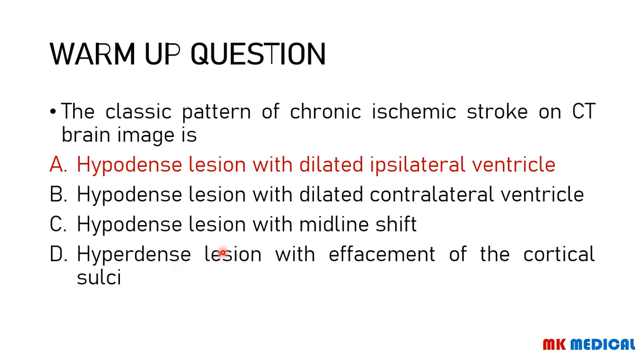Remember that in a chronic ischemic stroke, there's going to be liquefaction of tissues on the side which is affected, so it means there will be loss of volume on that particular side. So the ventricle on the same side will be dilated, and because it's a chronic thing, it's going to appear hypodense. So that's going to be your answer, which is option A, a hypodense lesion with a dilated ipsilateral ventricle.